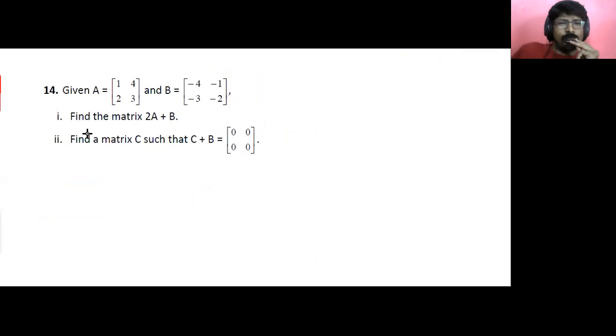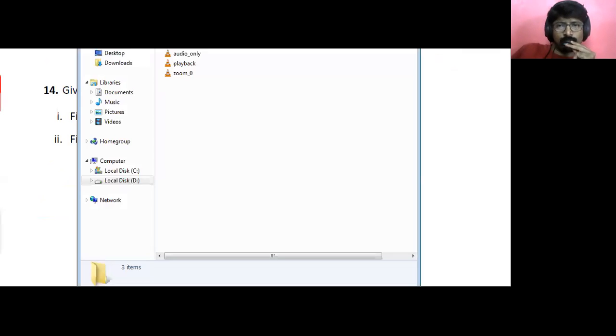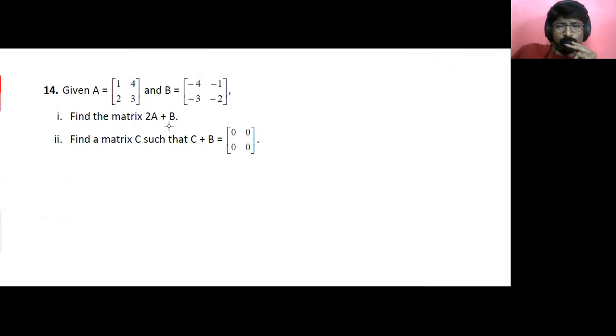Question number 14. Just copy pasting that question over here somewhere. So how to do this question? Matrix A is given like this, and matrix B is given like this, and we are supposed to find 2A plus B. So how are we going to get this 2A plus B, guys? Look at this.